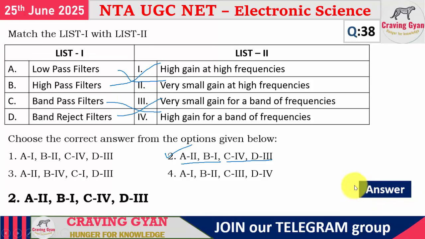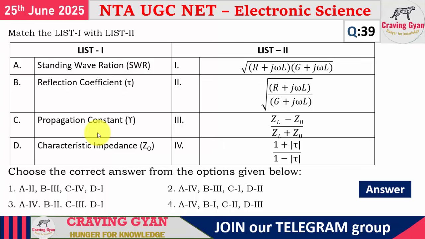39th question, again a dead easy question. The propagation constant we have already discussed in the class session: gamma equals the formula, under root of zy. So for C, you are going to get it as 1. Straight away you'll be getting the answer. Now look at the things.